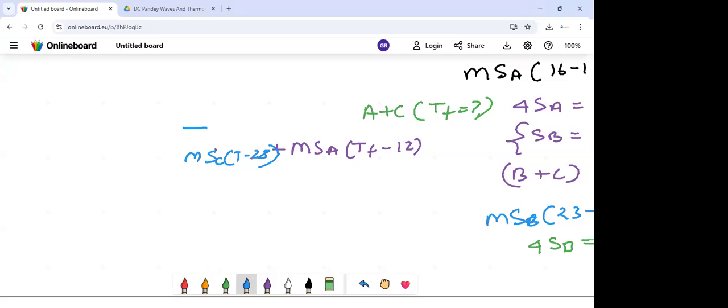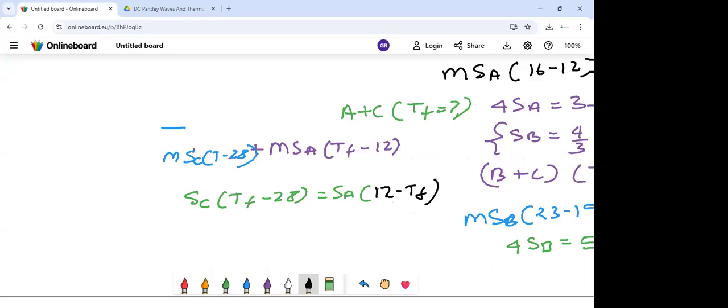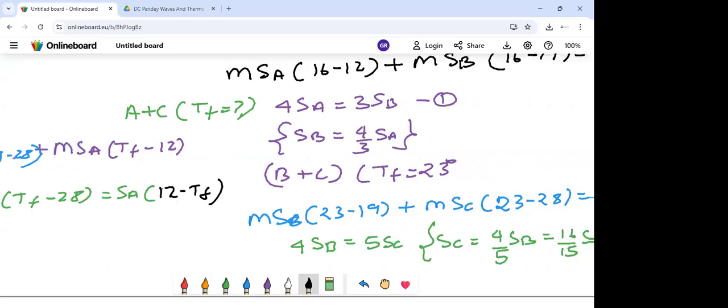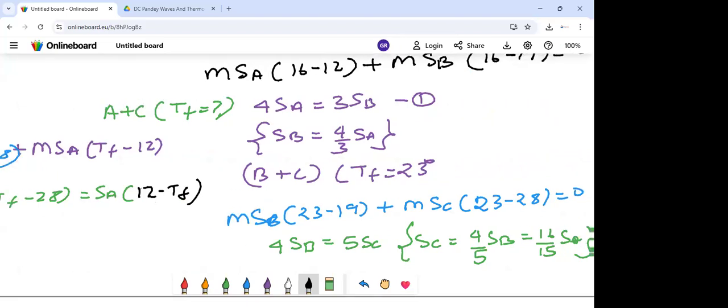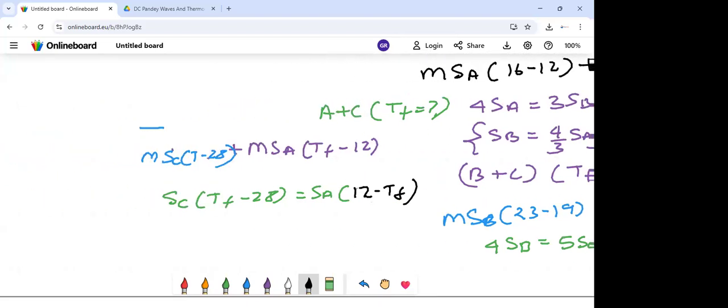Yeah. So here we'll say T final minus 28 equals SA times 12 minus T final. We already got the ratio of SC equals to SA. So the final temperature will be coming as 20.2 degrees Celsius.